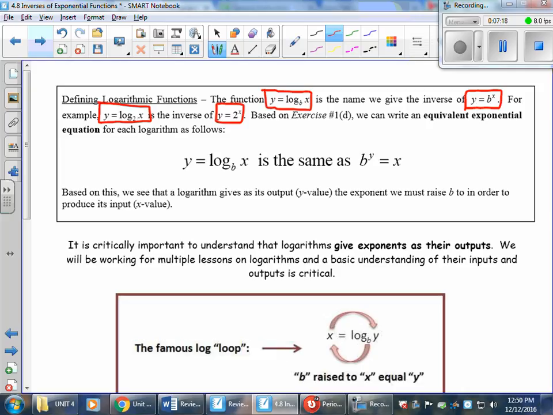All right, so if you look here, this is basically what we're talking about. Base b is right here. Raised to the exponent, we're saying y is the exponent, is equal to the answer that's x. Okay, so based on this, we see that the logarithm gives you its output, which is the exponent we must raise b to in order to produce its input, which is the x value.